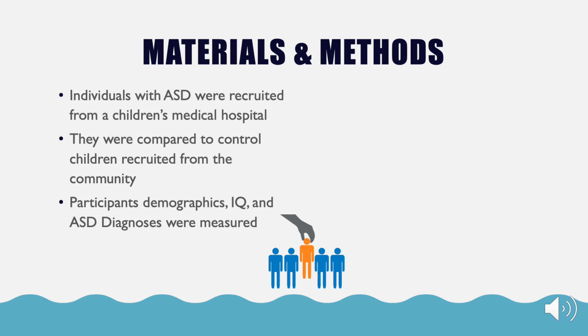Once they had these two groups, participants' demographics, IQ, and diagnoses, if applicable, were assessed, and that gave the researchers a lot more control. They could test these things and see if maybe they were confounding variables of some sort, that they wanted to ensure that demographics, IQ, and ASD diagnosis weren't affecting the variables in ways that were unpredictable. So this was kind of another level of control for them.